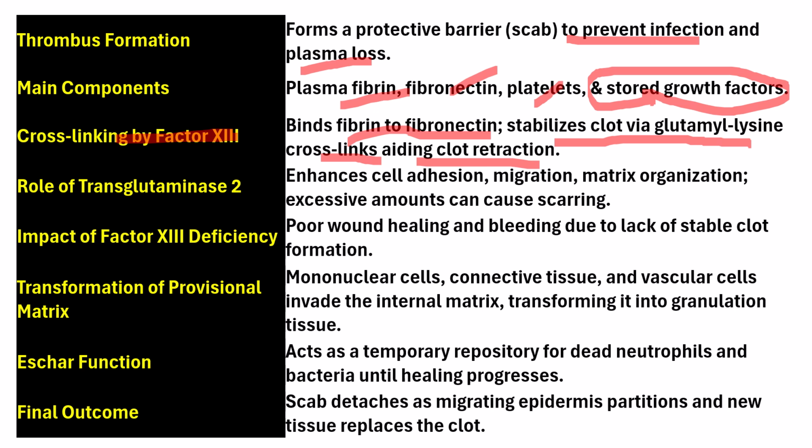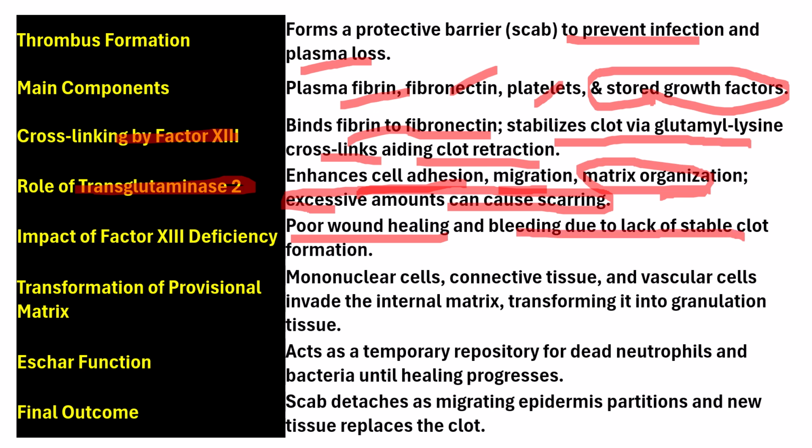Then there is the role of transglutaminase 2 also, the tissue transglutaminases that enhance the adhesion of the cell, migration of the cell, reorganization of the matrix protein, and an excessive amount of these tissue transglutaminase 2 can cause scarring. If there is deficiency of factor 13, there will be poor wound healing and bleeding due to lack of stable clot formation.